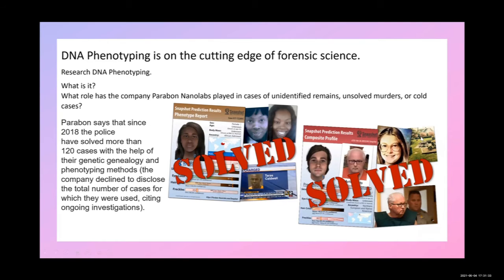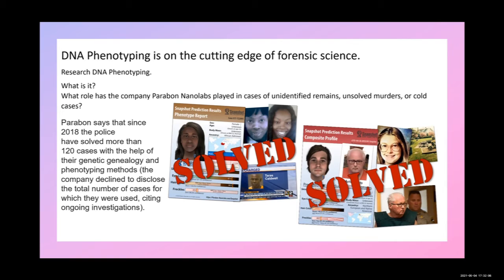So DNA phenotyping. We talked about this today, and for those of you who weren't here, the actual conversation was missed. So I want to be sure I go over it with you, and this was your homework. Parabon Nanolabs is the company that is doing most of the research where DNA phenotyping is concerned. It says that since 2018, it's solved more than 120 cases with the help of their genetic genealogy and phenotyping methods.